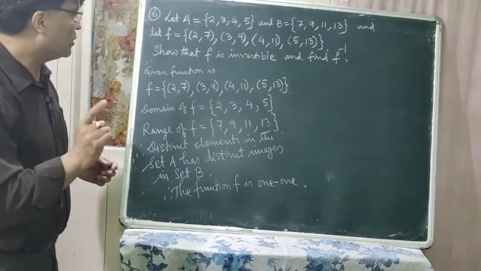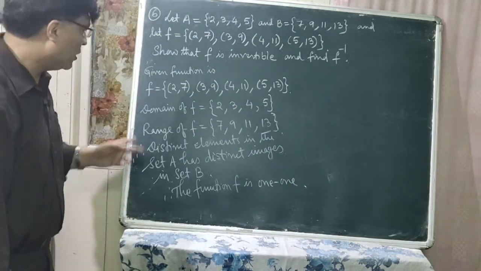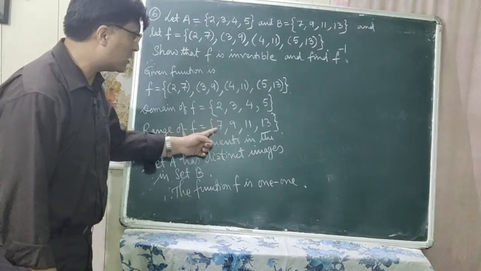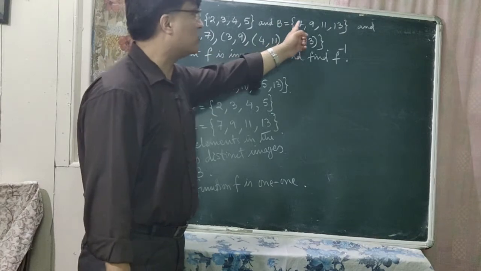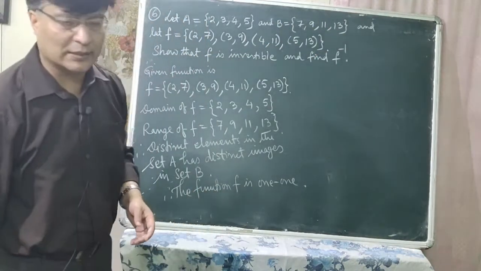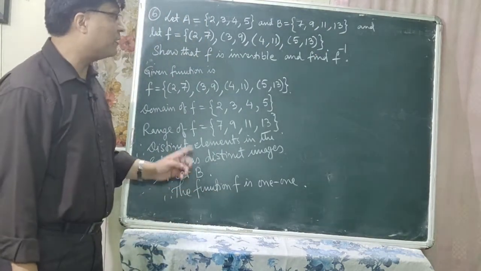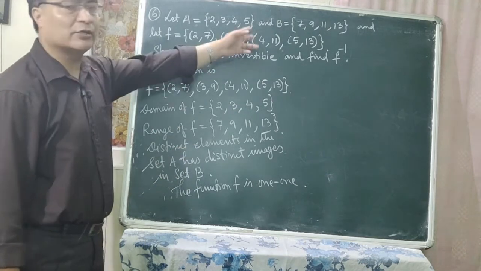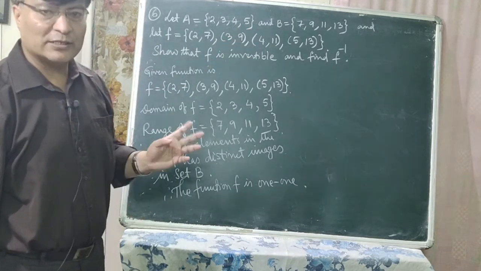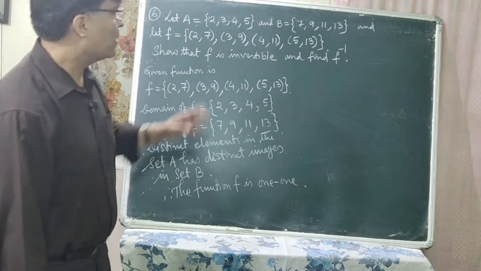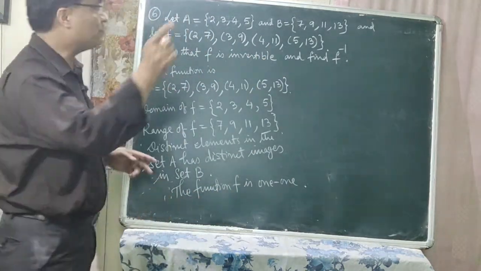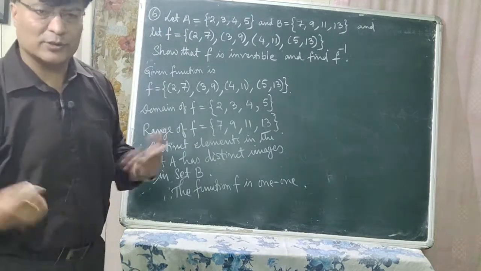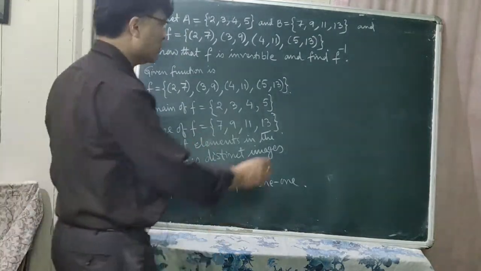Okay, so here for onto we see that the range of f is equal to 7, 9, 11, 13, and here the codomain B is equal to 7, 9, 11, 13. That is, the range of the function f is equal to B. That is, every element in the set B has a pre-image in the set A. So this is onto.